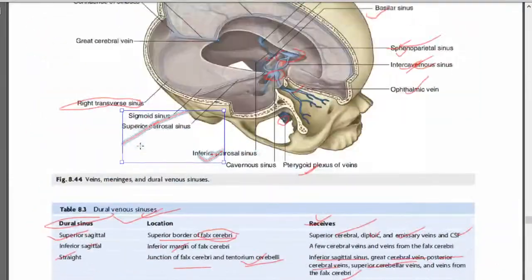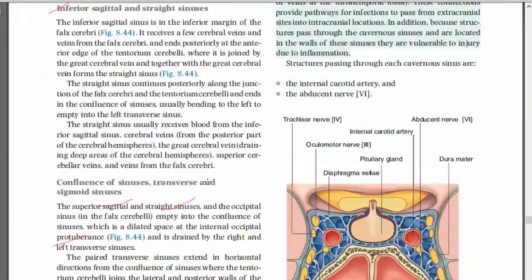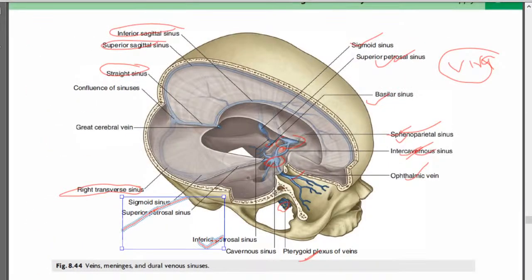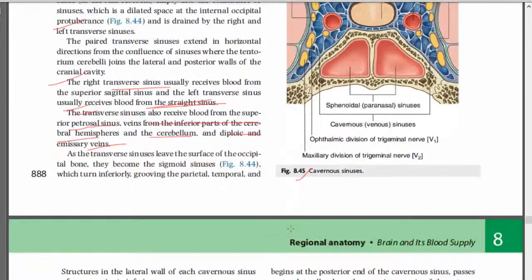The transverse sinus also receives blood from the superior petrosal sinus. What is the petrosal sinus? Diploic vein, they say diploic vein. Where the hell is the diploic vein? I'm not even able to see the diploic vein. Where is it? I want to see the diploic vein. There's no diploic vein, so I'm going back.